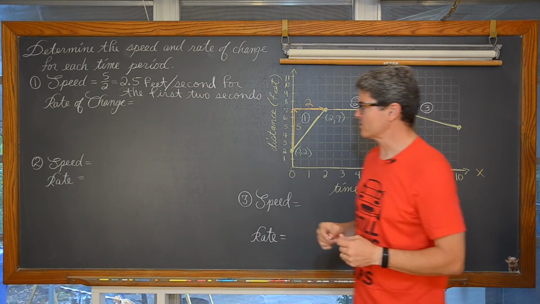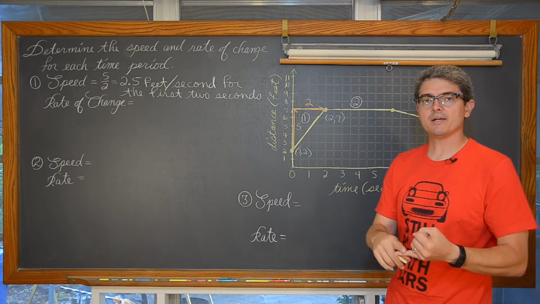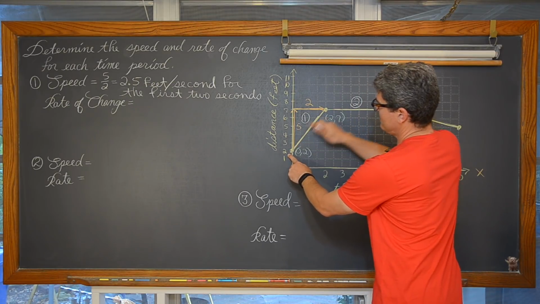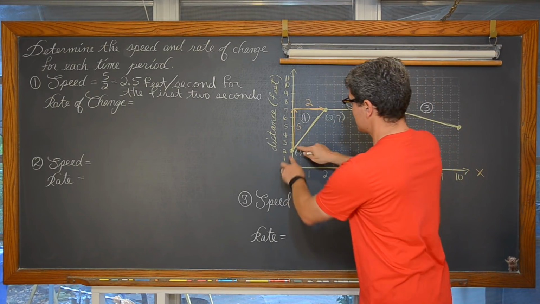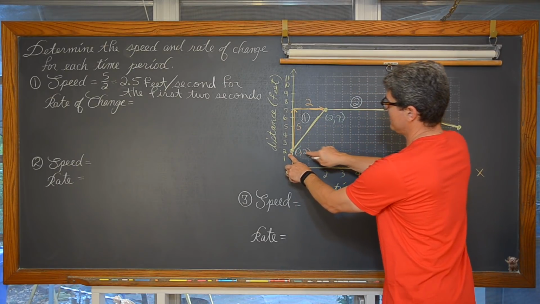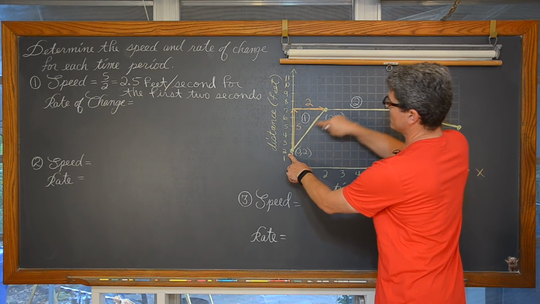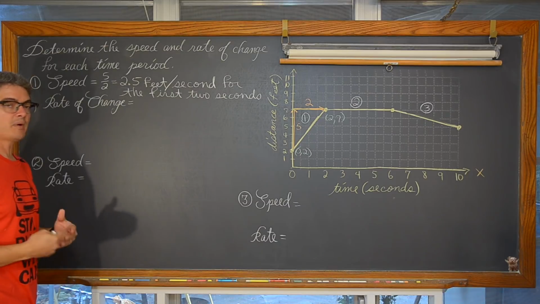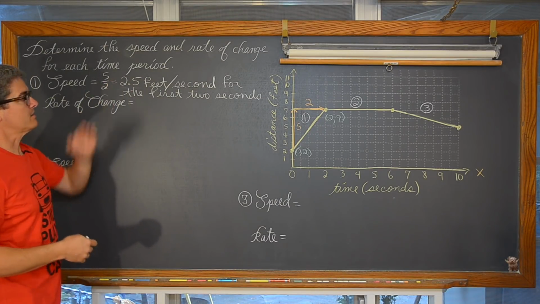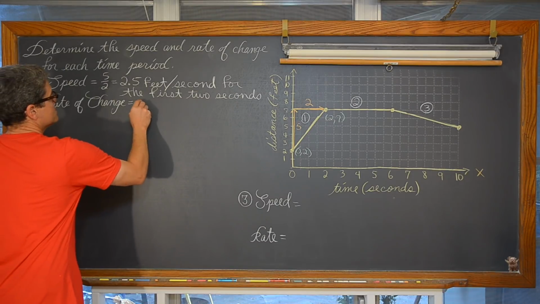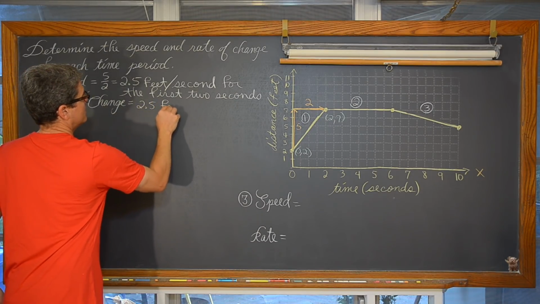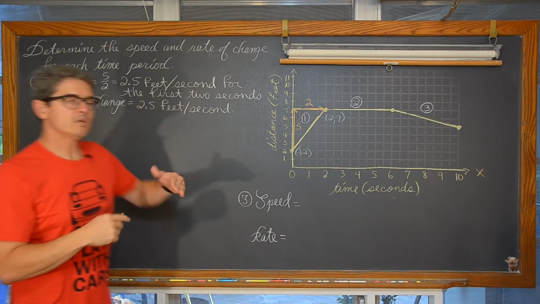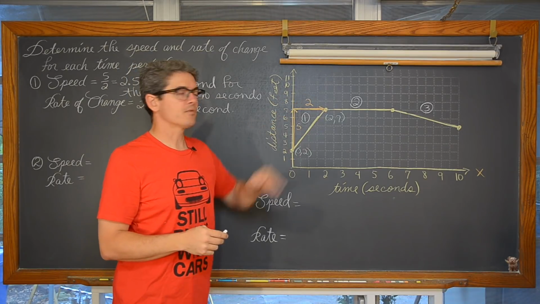Well, what's the rate of change? Because the rate of change can take on both a positive and negative value. Well, maybe if you've talked a little bit about slope for graphing lines, we can see that our line is rising. As our x values increase, our y values increase. Our line is going up to the right. Well, that's a positive slope, and thus our rate of change is positive. The rate of change is actually here exactly the same as the speed. The rate of change is 2.5 feet per second.